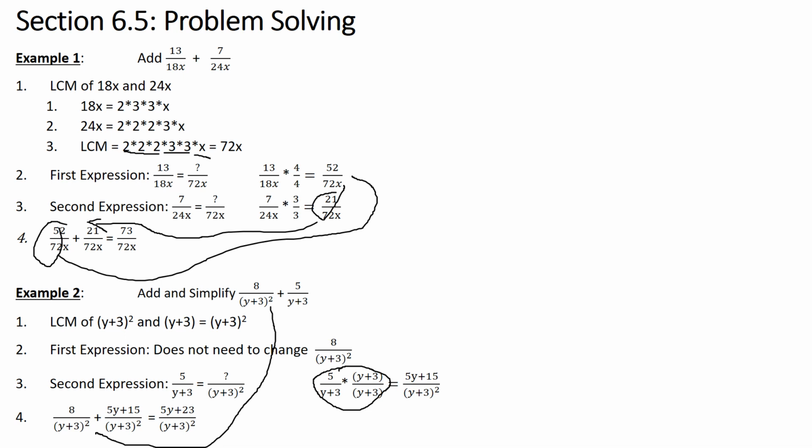5 times y is 5y, 5 times 3 is 15. So it's 5y plus 15 over y plus 3 squared. And there it is right there. So when I add this all together, 8 plus 5y plus 15 is 5y plus 23, all over y plus 3 squared.